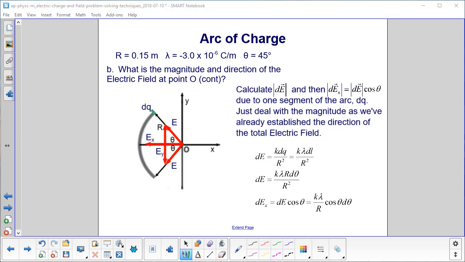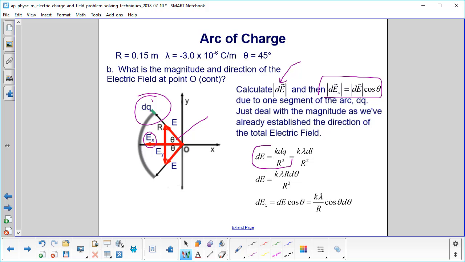Now we're going to find the magnitude. What we're going to do is pick one dq, one little piece of the ring right up here. We'll calculate the electric field due to it and then integrate over all of them. So we'll find dE due to the one charge, and then we've already shown that the only electric field that survives is in the negative x direction. So dEx will be the magnitude of dE times cosine theta, and you can see where we're measuring theta from. So let's start. dE is k dq over r squared.